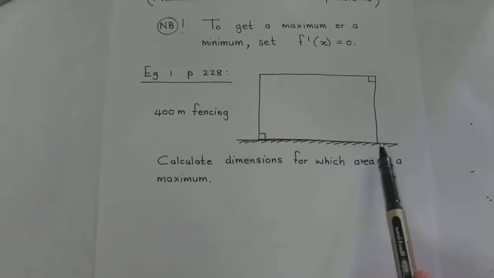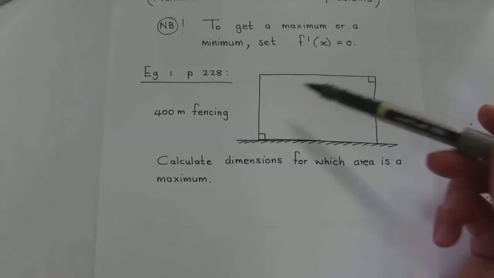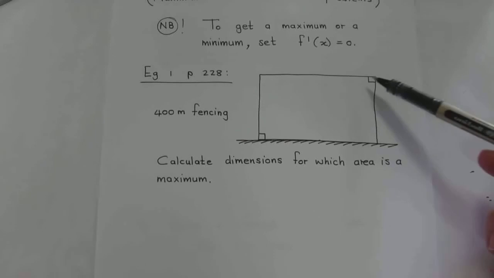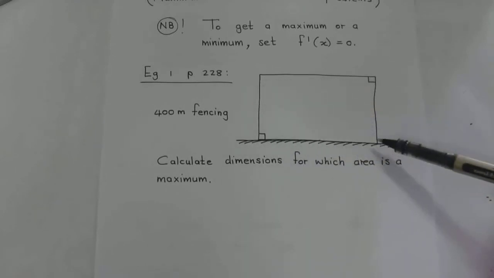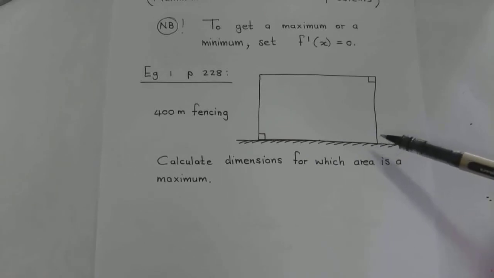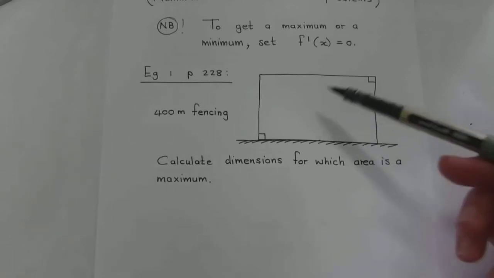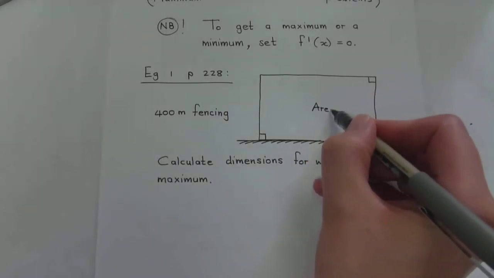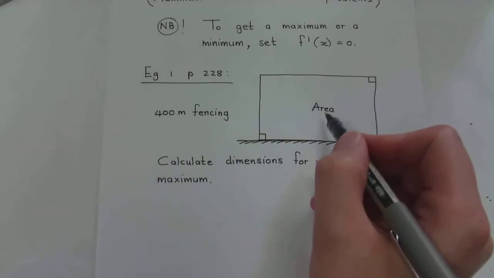So they take an existing boundary wall and they take 400 meters of fencing and they put it on these 3 sides. Obviously you don't need fencing on the fourth side because that's the existing boundary wall. It's the shape of a rectangle. Calculate the dimensions so that the area will be a maximum. So we want to optimize, or maximize, area. I'm just going to write it over there just so we can remember area is the goal. That is what we are trying to optimize.